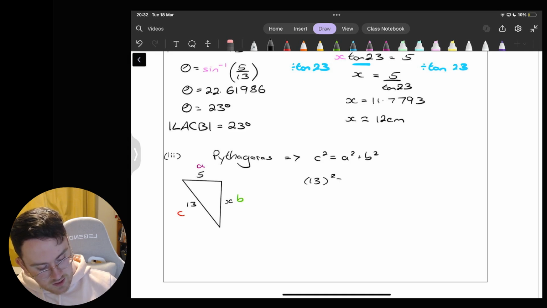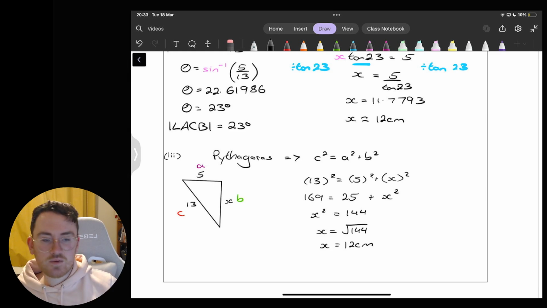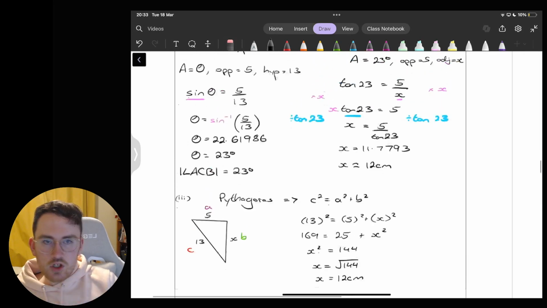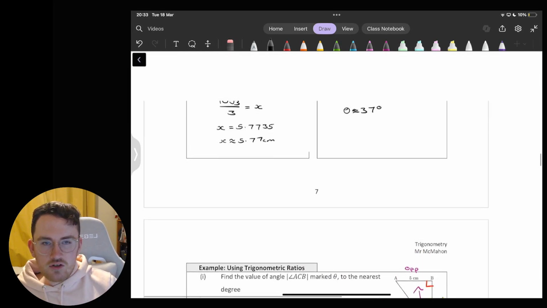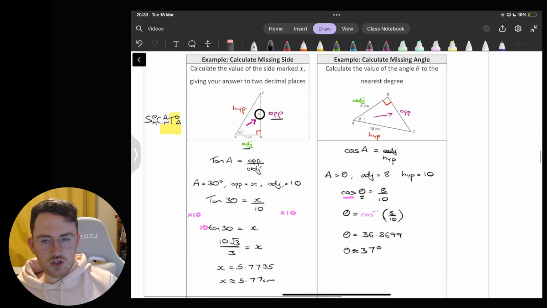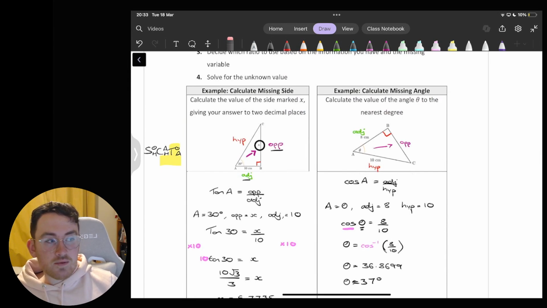So 13 squared is 5 squared plus x squared: 169 equals 25 plus x squared. X squared equals 144, which means x is the square root of 144. Sorry, I'm skipping steps. Square root of 144 is 12 centimeters, as we worked out by our other method there. So those are 2 examples that give us some insight into the various ways you could use these ratios in different questions, and how they can help us in solving questions on unknowns.